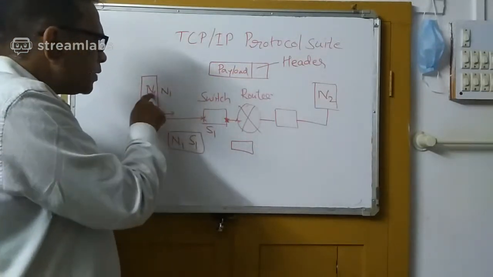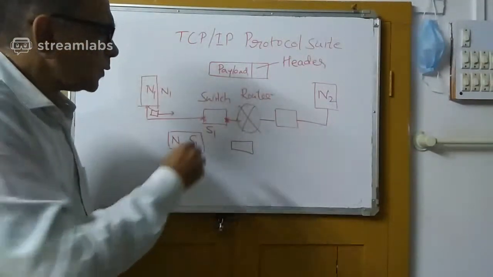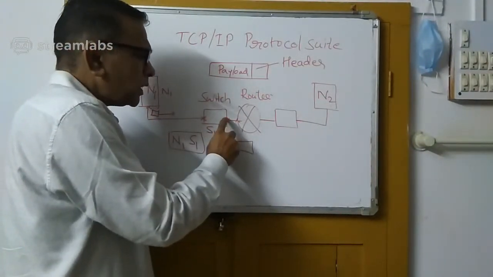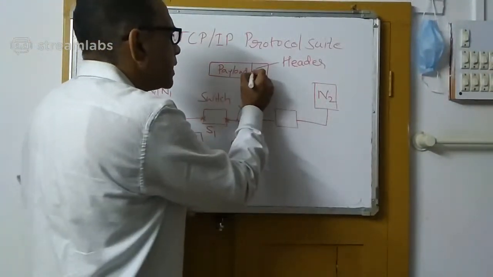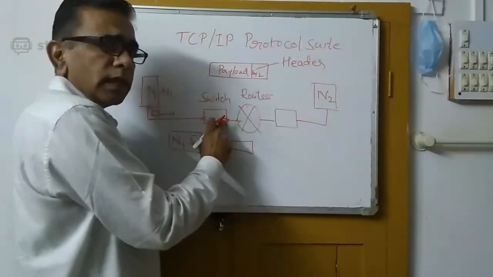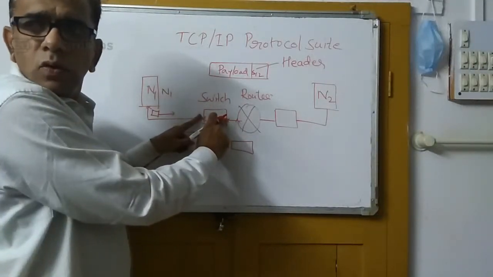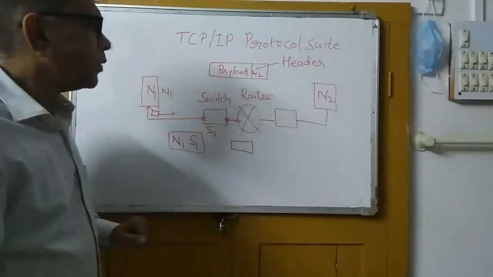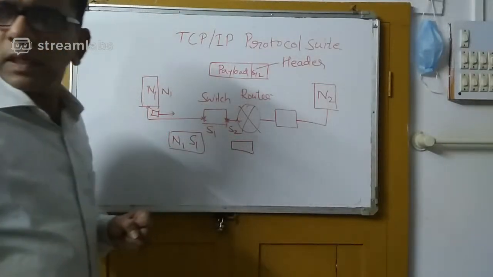So when a frame moves from N1 to S1, the physical addresses put over here are N1 and S1. While it is leaving this switch and heading towards the router, this interface address I will take as S12. That is the physical address of this side of the link. There are two interfaces, this one and this one, and these two interfaces have two different addresses. This is S1, this is S2. I hope it is clear.